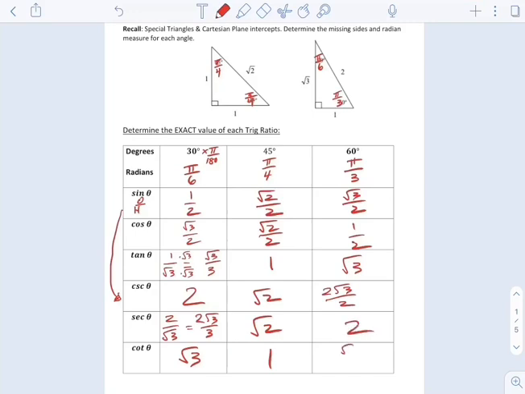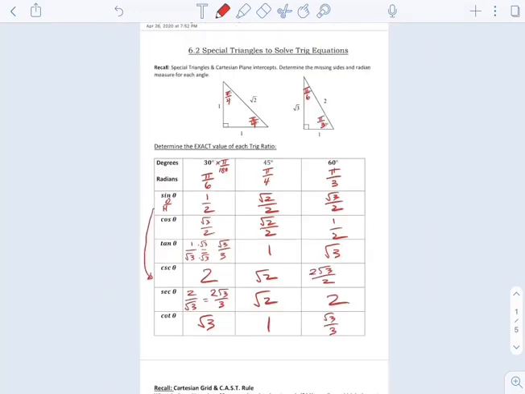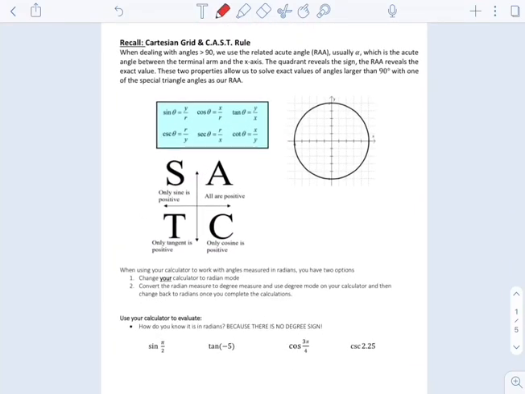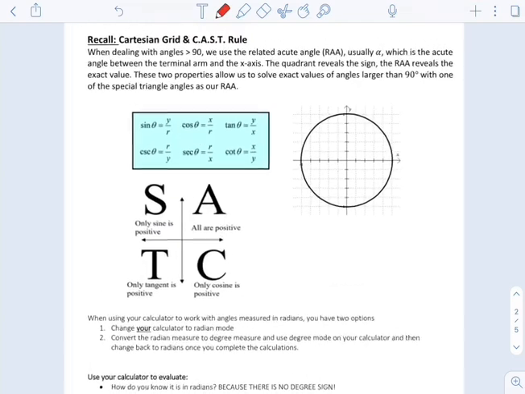So we have these 18 values that you should be able to get from your special triangles that you already know. The only difference is now our special triangles are written with radians, but same thing, 45 degrees is pi over 4. 30 degrees is pi over 6, and 60 degrees is pi over 3. Those are ones we're going to be familiar with going forward. So that being said, how does that apply to our Cartesian grid?